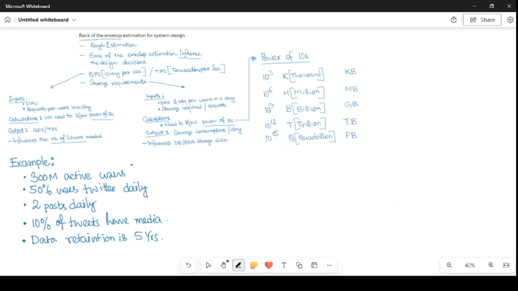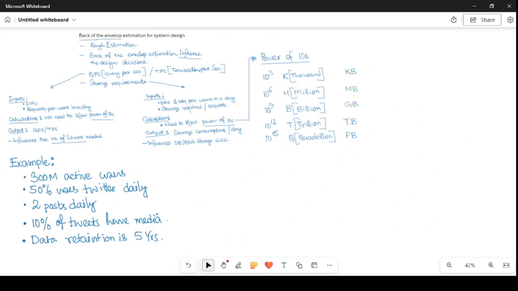Let's take a hypothetical system to evaluate QPS and storage requirements. Let's assume we are trying to build a Twitter clone. We have 300 million active users, 50% of users use Twitter daily, 2 tweets or posts daily per user, 10% of tweets have media, and data retention is 5 years.